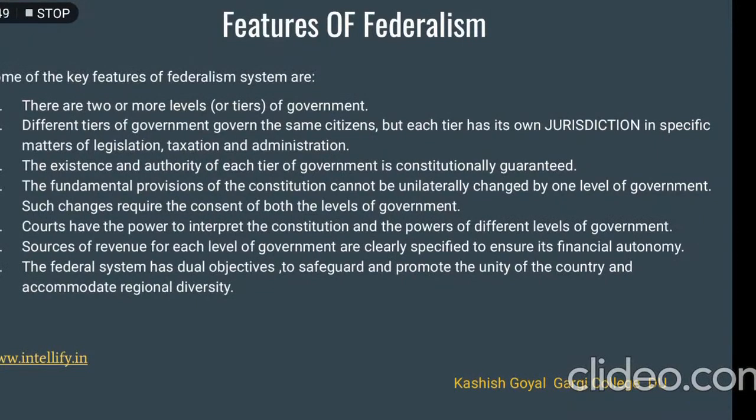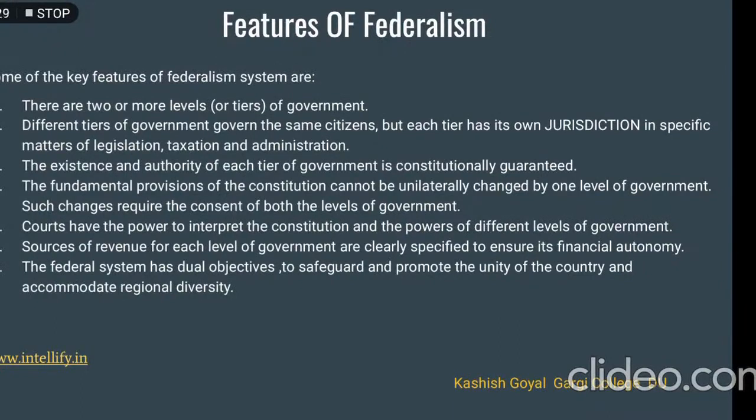So nobody can question the power which state government has been guaranteed. The fourth point says the fundamental provisions of the constitution cannot be unilaterally changed by one level of government. Such changes require the consent of both the levels of government. So if any amendment has to be made in the constitution, then it is the combined responsibility of central and state government to bring any change. Not any single government, not only central government, can change any rule and regulation. It has to consult the state governments as well.